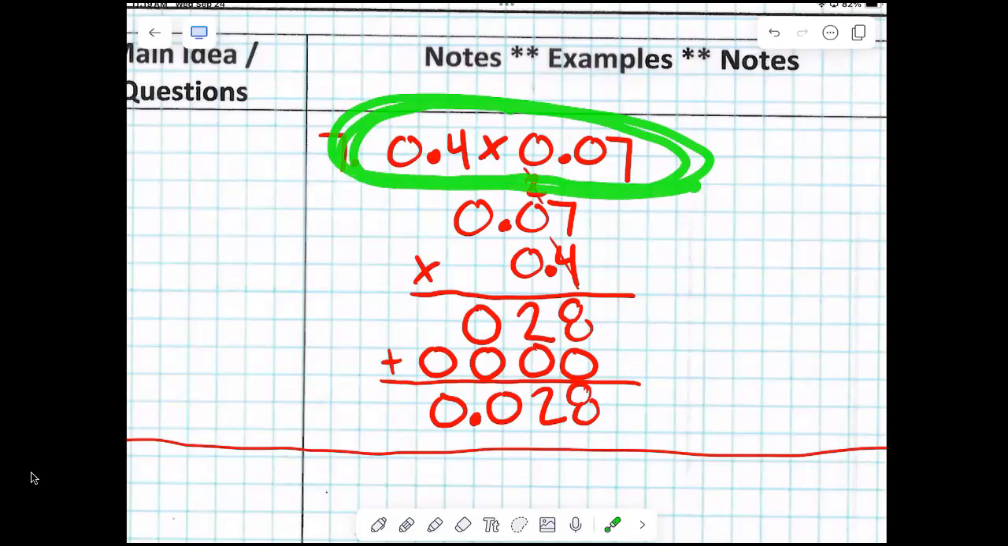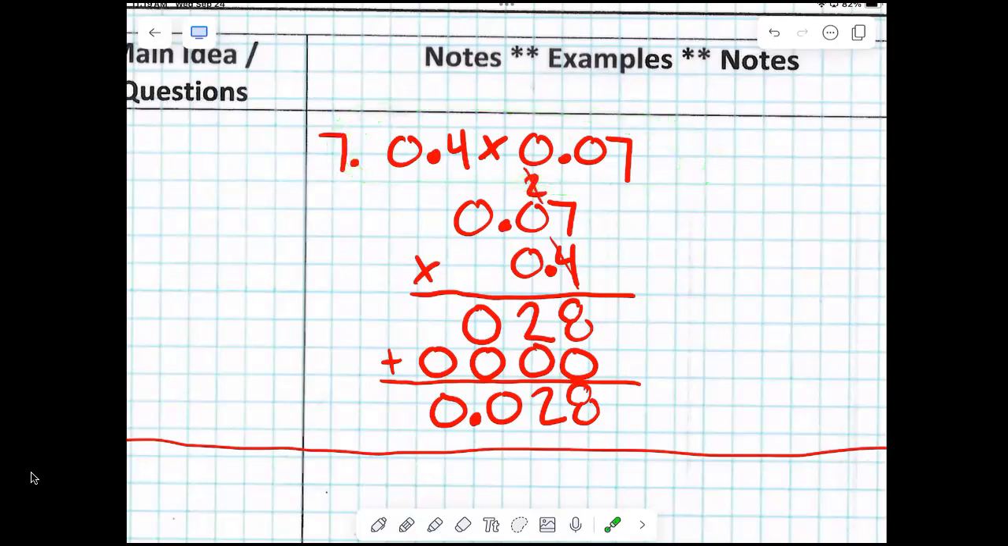So like for this one, why did I rewrite this? Can you solve it going across your paper like that? No. So I rewrote it. Why did I put 7/100ths on top? Because it has more digits. It has more digits.